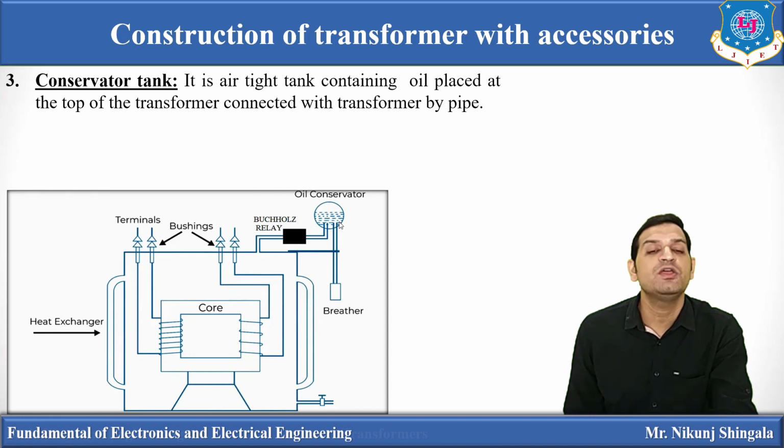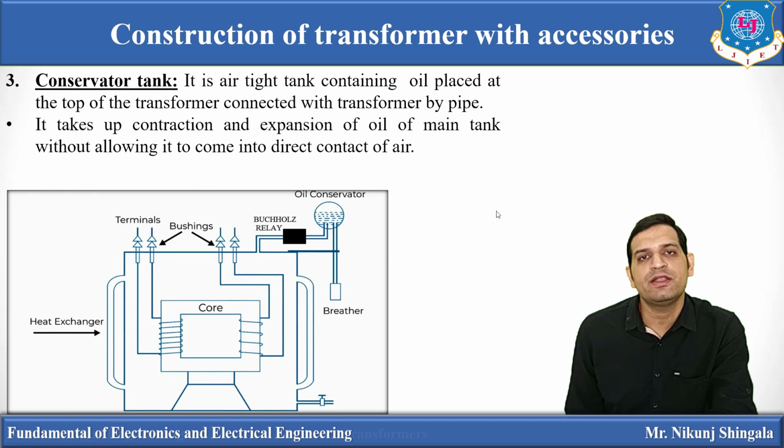Now what is the function of the conservator tank? The function of the conservator tank is to take the contraction and expansion of the oil which is of the main tank. The main tank consists of oil which gets heated when supply is given to the primary winding. If oil is heated, then it expands. If oil is cooled, then it contracts.